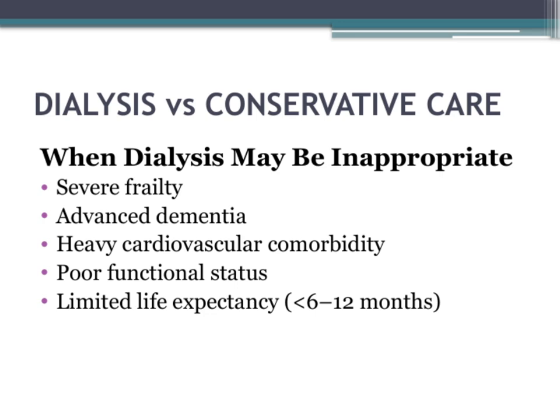First, when a patient is severely frail, their overall strength and resilience are significantly compromised, making the burdens of dialysis potentially outweigh the benefits. Next, advanced dementia is a key factor. In such cases, the focus often shifts towards comfort and quality of life rather than aggressive treatments like dialysis. Heavy cardiovascular comorbidity is another consideration. When the heart and blood vessels are already heavily burdened, adding dialysis can sometimes do more harm than good.